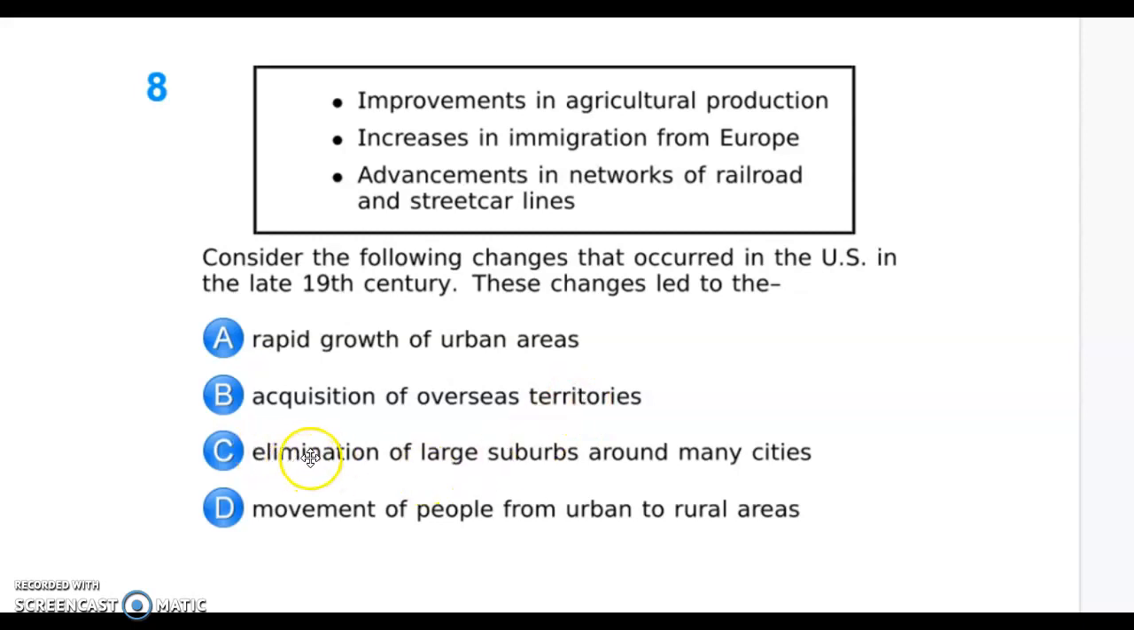C is incorrect. The elimination of large suburbs around many cities. Suburbs actually do not emerge until later on. Suburbs are cities outside the main city. So it's like you have downtown as the main city, and you have Pasadena, which is a suburb, or Pearland, which is a suburb, Sugarland, which is a suburb, Katy, which is a suburb of the main city of Houston, downtown, right? D is incorrect because movement of people from urban to rural areas, it's actually the opposite. You have a movement of people from rural to urban areas.